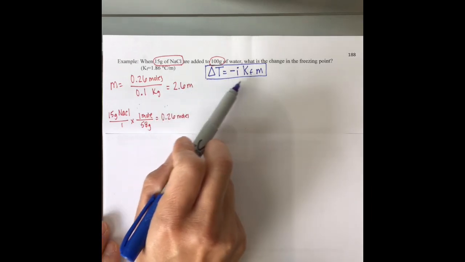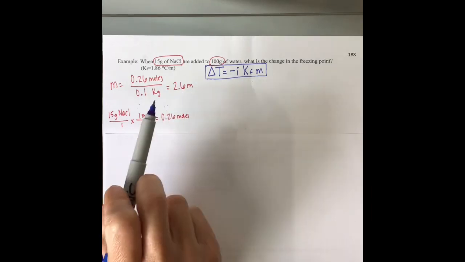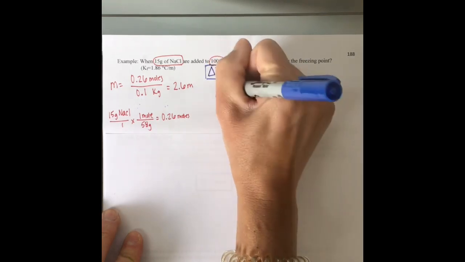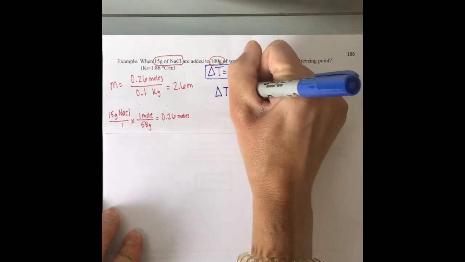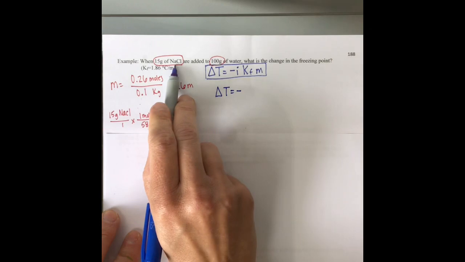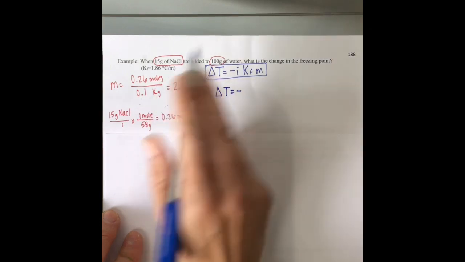Okay, now we have everything we need to do our freezing point depression equation. So I'm going to say change in temperature is equal to negative. How many ions will my sodium chloride break into?